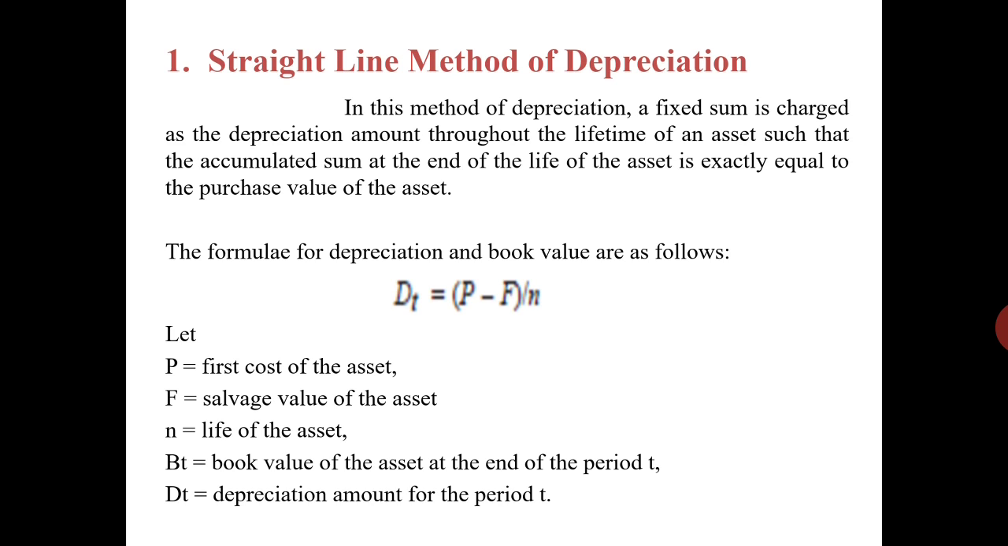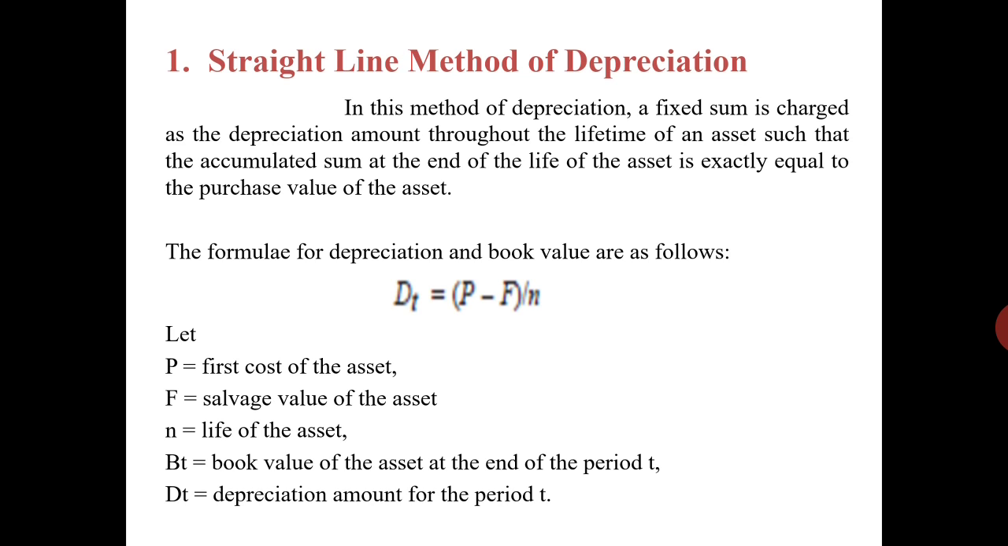First we are going to see the straight line method of depreciation. In the straight line method of depreciation, the value of the fixed asset is reduced gradually over its useful life. In other words, in this method the value of depreciation is the same for all years. The formula of the straight line method is Dt equal to (P minus F) divided by N.